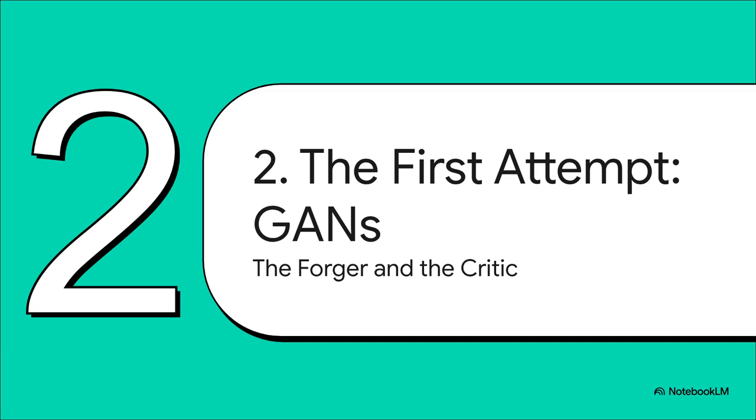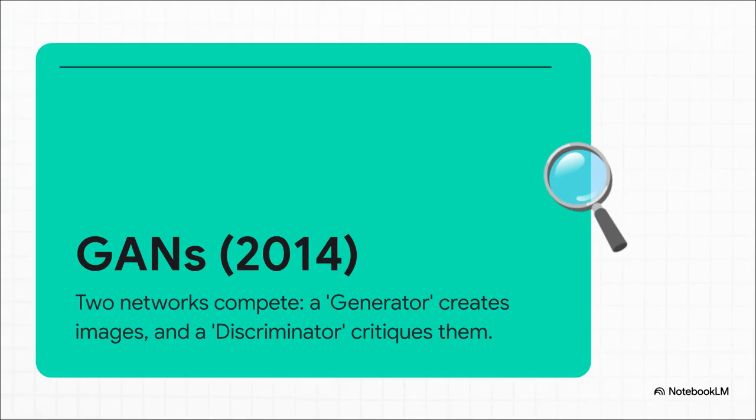So how did we get here? Well, the first big attempt at this was, it was basically a fight. A really clever competitive approach. It was a technology called a GAN. Sounds complicated, but the idea is actually pretty simple. Imagine you have two AIs.